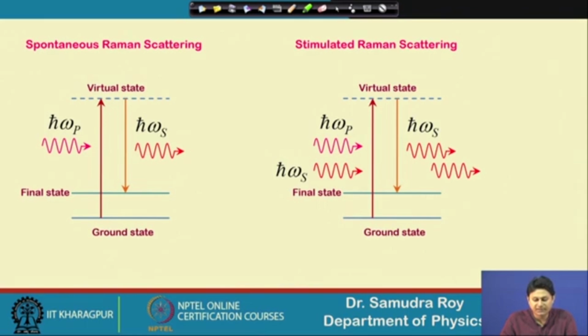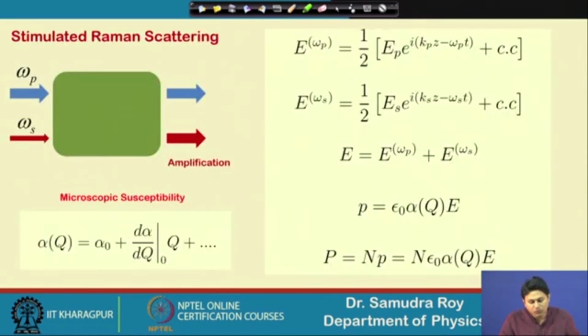In the stimulated Raman scattering process, we want to amplify this wave omega s. In order to do that, we launch not only one omega p photon, but also h cross omega s, which is the energy of the Stokes wave, and in the output this omega s is amplified. So, if I now try to understand these things in terms of mathematical treatment, then omega p and omega s are launched.